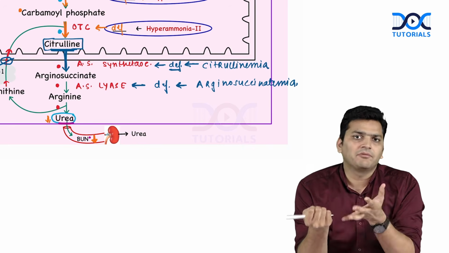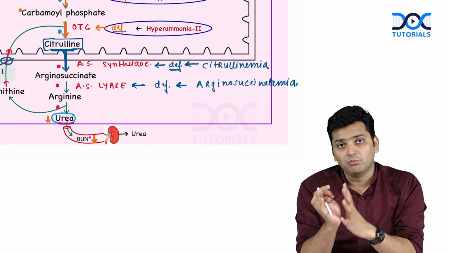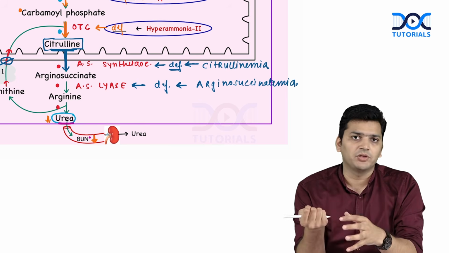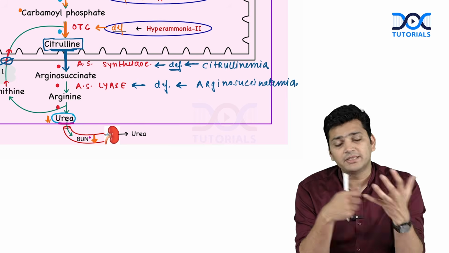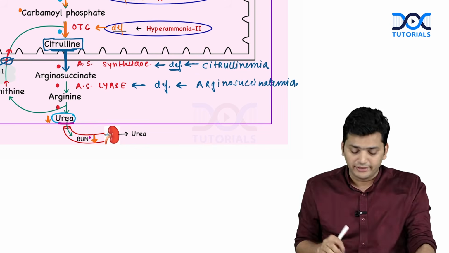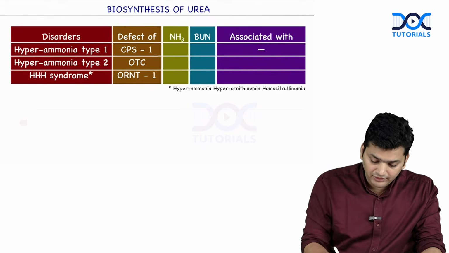But for example, they have given you a question that there is a patient who is having more ammonia, less urea. Where is the problem? Is it hyperammonemia 1? Is it hyperammonemia 2? Is it the problem of the transporter or something else? So how are we going to identify? Let's understand them one by one.